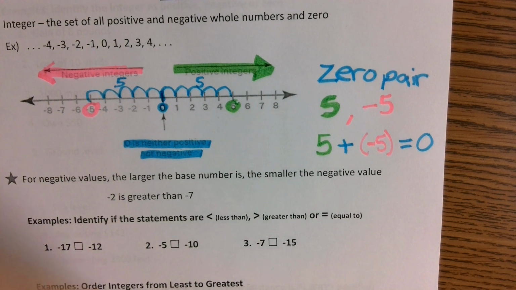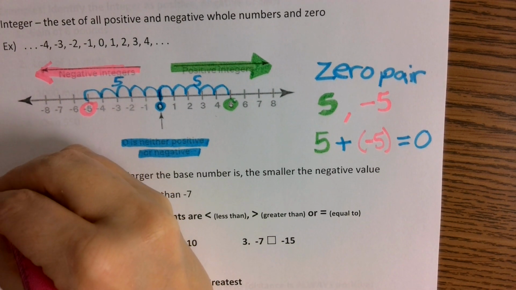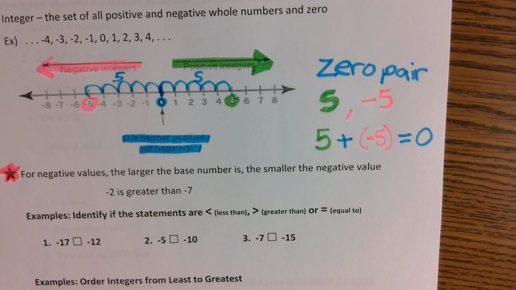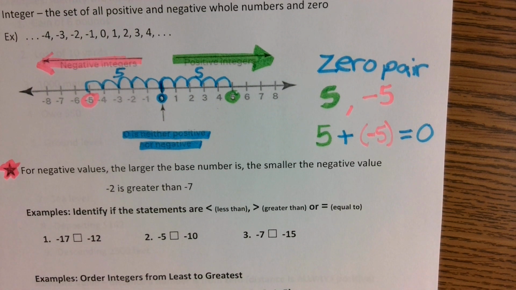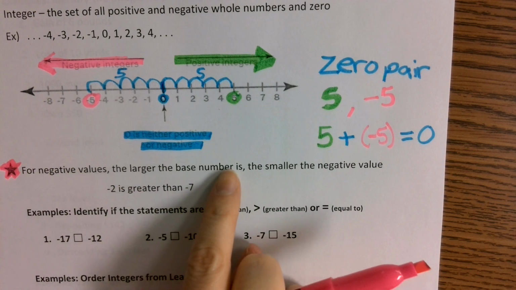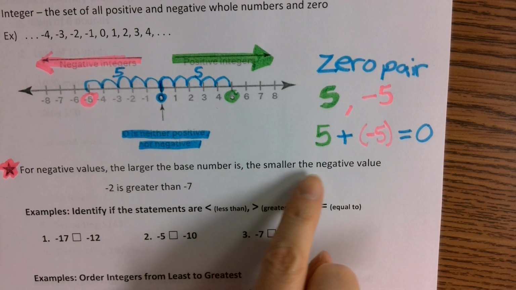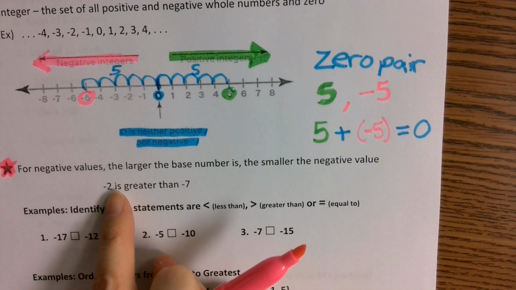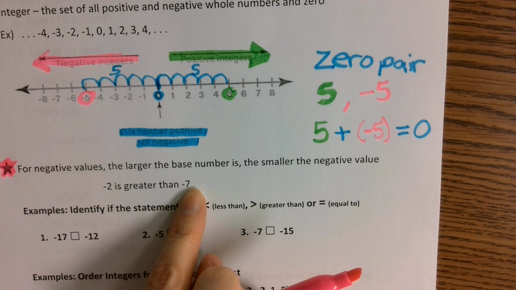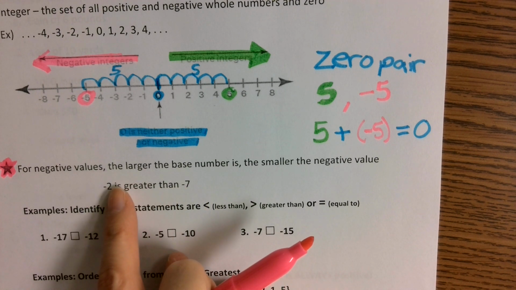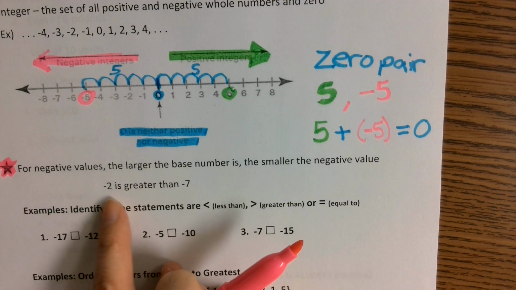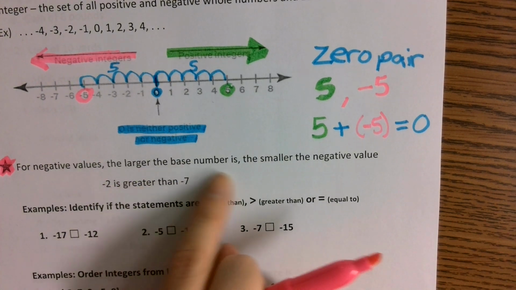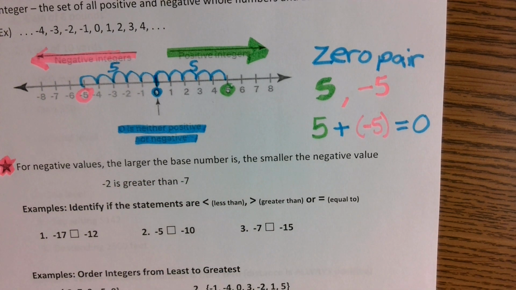Now, as a quick reminder, because a lot of people forget sometimes, when you are comparing the value of a negative number, the larger the base number is, the smaller the negative value is worth. Okay, so -2 compared to -7, -2 is going to be a bigger number. Even though 2 is not bigger than 7, when you add that negative sign in there, it changes it.